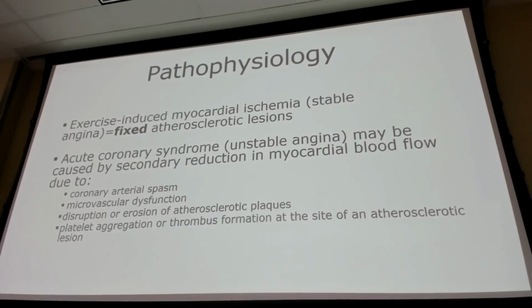So there's exercise-induced myocardial ischemia, which is our stable angina. These patients usually have a fixed atherosclerotic lesion that we find. They've usually been evaluated by cardiology. They might have had a heart cath already, and they didn't require any stents. And usually these patients will have some sort of nitrate that they can take if they're having their chest pain with a certain amount of exercise.